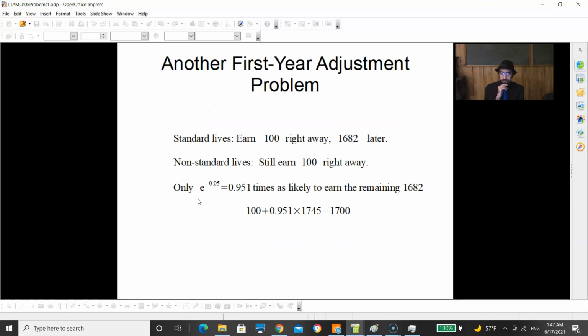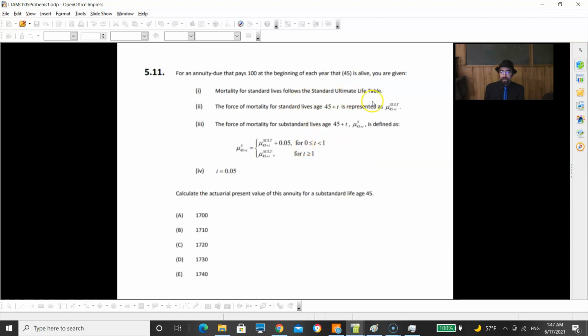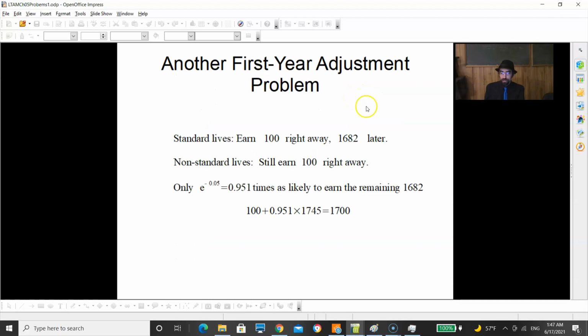So you break it down. Standard lives will earn 100 right away, and then, looking ahead, you can look at 100 A.46, right? You'll figure out that they'll on average earn 1682 later. 100 right away, 1682 later. For the non-standard lives, you still earn the 100 right away, right? But now, your survival probability is a little bit lower. You're only 95.1% as likely to earn the remaining 1682.